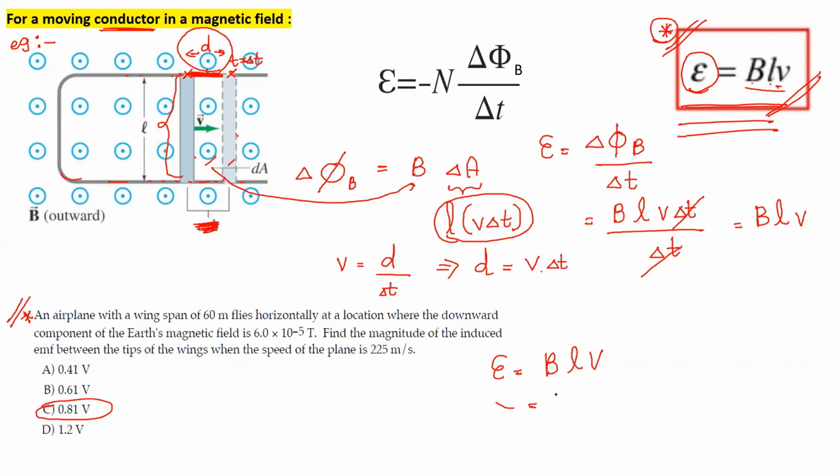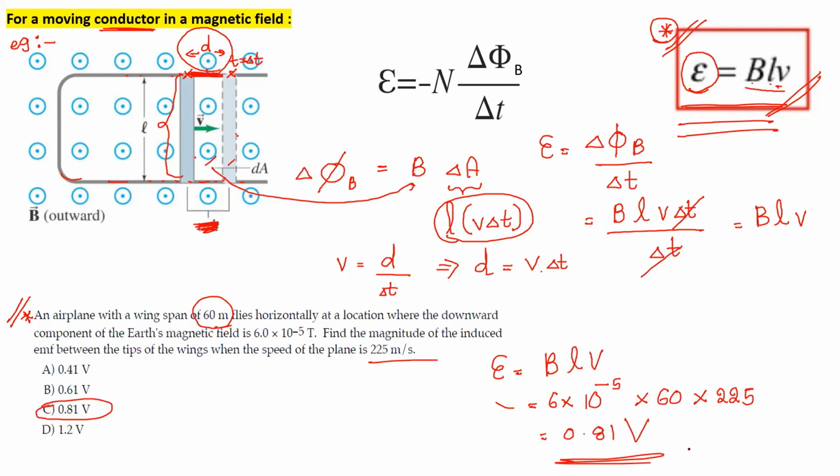B is 6 times 10 to the power negative 5. L is the length of your wing. And the velocity is the velocity of your plane, 20.225. So when you do this, you should get the answer 0.81 volts.